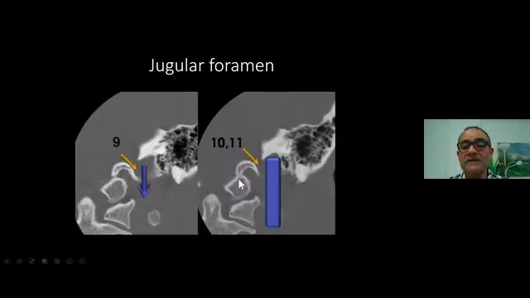On the coronal images, again, look at the beak of the bird. Look at the beak of the eagle or the bird, and you have here 9, 10, and 11. So the area just superior and lateral to the beak is the jugular foramen, and the area below the bird beak or the eagle beak is the hypoglossal canal.